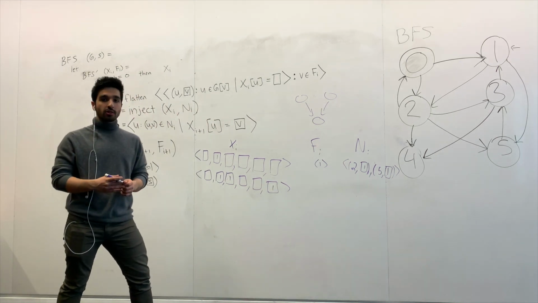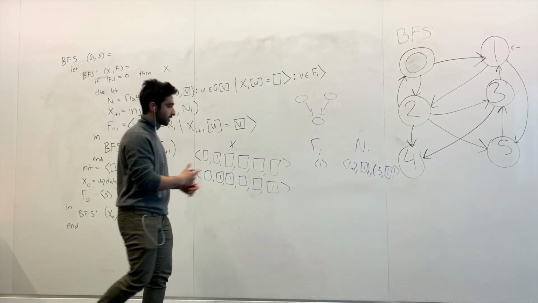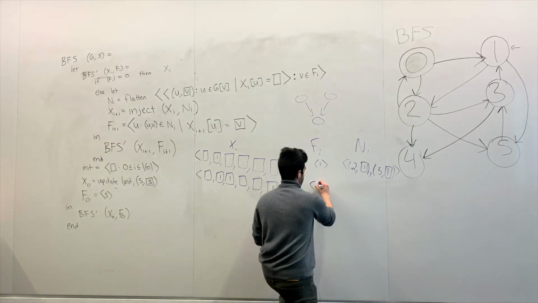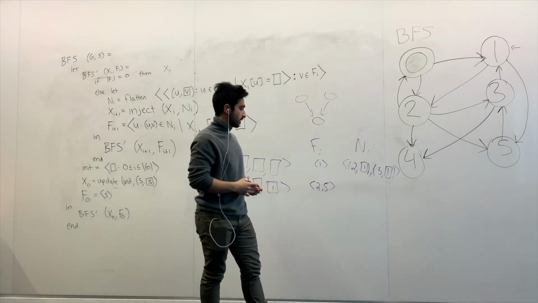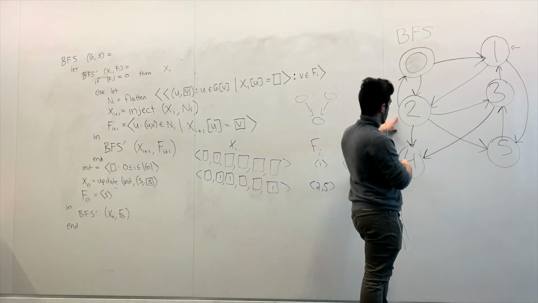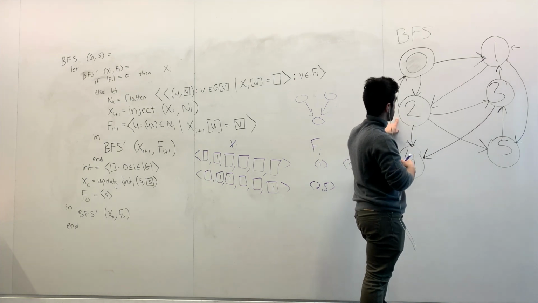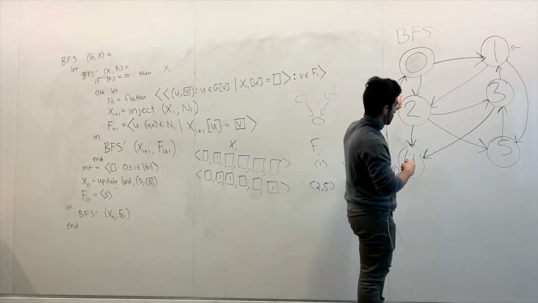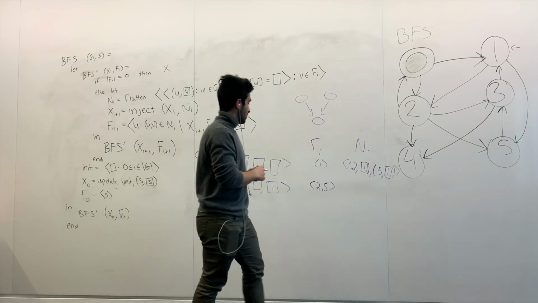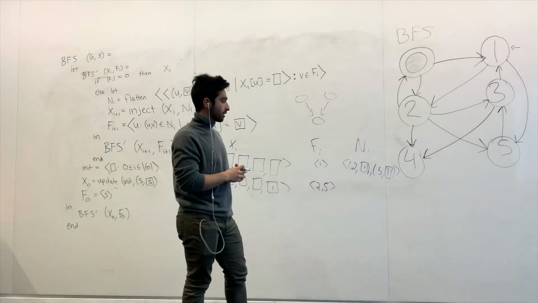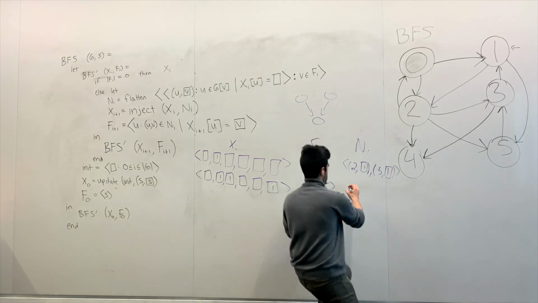So what is our new frontier? Well, our frontier is going to be all the vertices that we just discovered, which is going to be 2 and 5. And now we need to look at the neighborhood of the frontier. So if we look over here, 2 has 4 children. So it's going to be 0, 0, 3, 4, 5. And then 5 has 1 child, which is 3. But we already discovered 5, so that's not going to be in our neighborhood. So it's going to look like this.